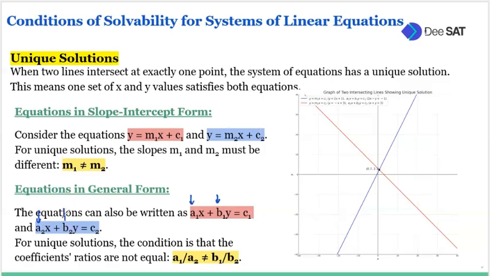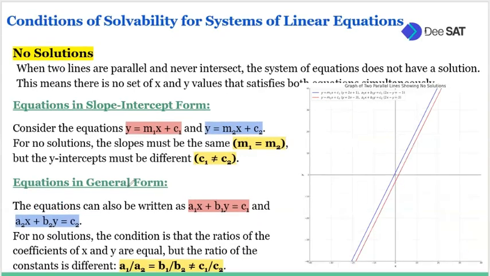In the case of a unique solution, the ratios of the A coefficients must not be equivalent to the ratios of the B coefficients. That should give a unique solution. Similar consideration can be taken for the case of no solutions. No solution means that the lines are basically parallel, or they never intersect. When the lines do not intersect, that means there is no solution.